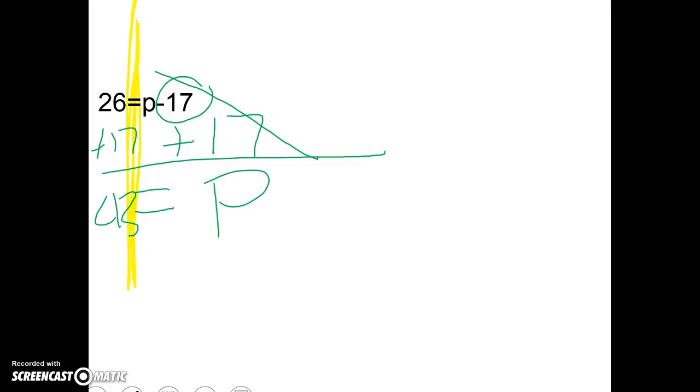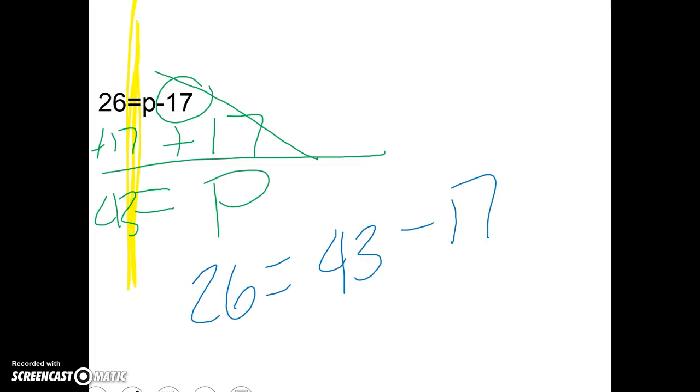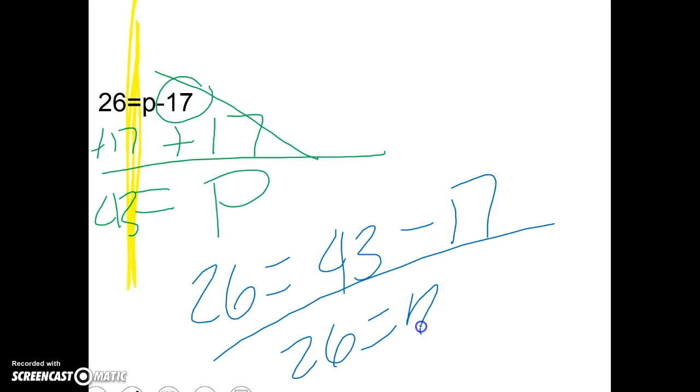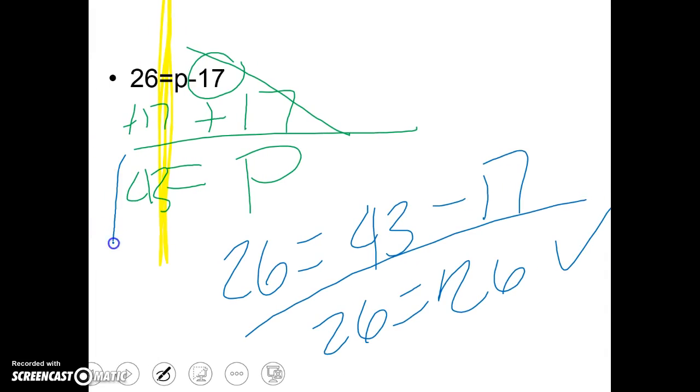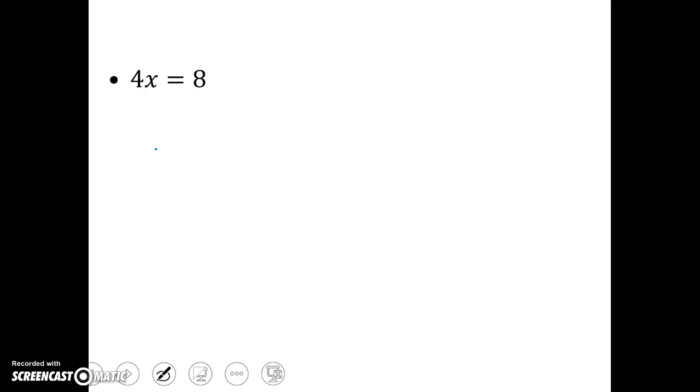Let's check to see if that is right. 43. Let's change my colors here. 26 equals p. What is p? 43 minus 17. 17 from 43 is 26. So 26 equals 26. It's both equal. It's both right. So I know that this 43 equals p is correct.